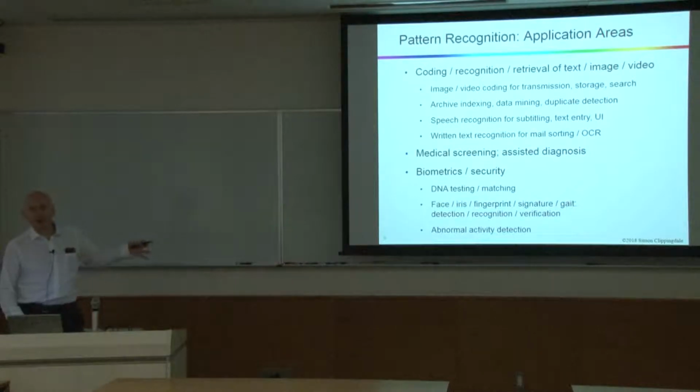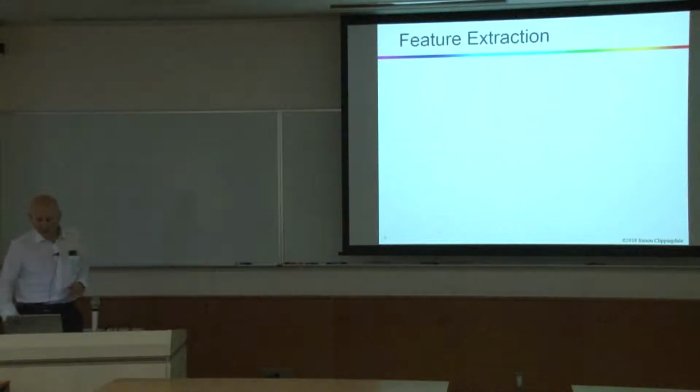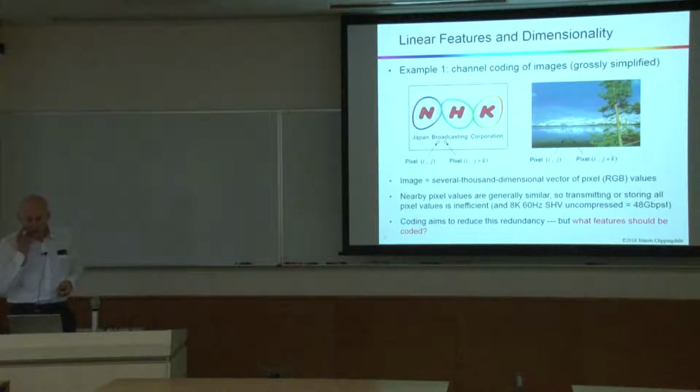There are some more application areas I'll talk about a little later when we get onto the machine learning in particular. But first, let me say a few words about feature extraction. Going back into the history of signal processing, people have tended to use, as far as possible, linear features, which is features extracted from signals by linear operators of some sort. And an example of that is channel coding of images.